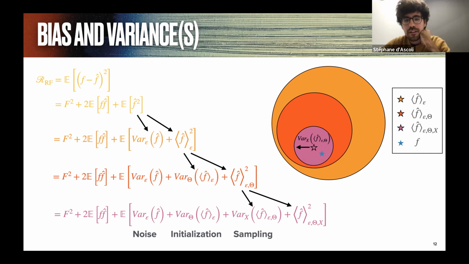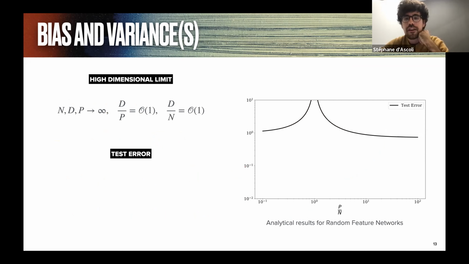Okay, now let's plot these various sources of error. So one important thing is that our calculations basically rely on random matrix theory and some tools from statistical physics, but we always have to go to the high dimensional limit, when n, d, and p, so number of training examples, input dimension, number of parameters, all go to infinity, but at the same speed, so their ratios are fixed.